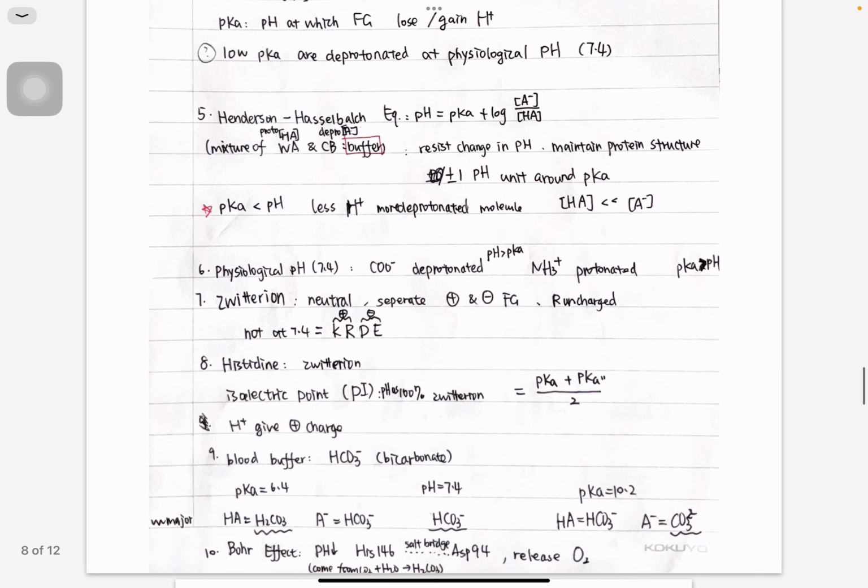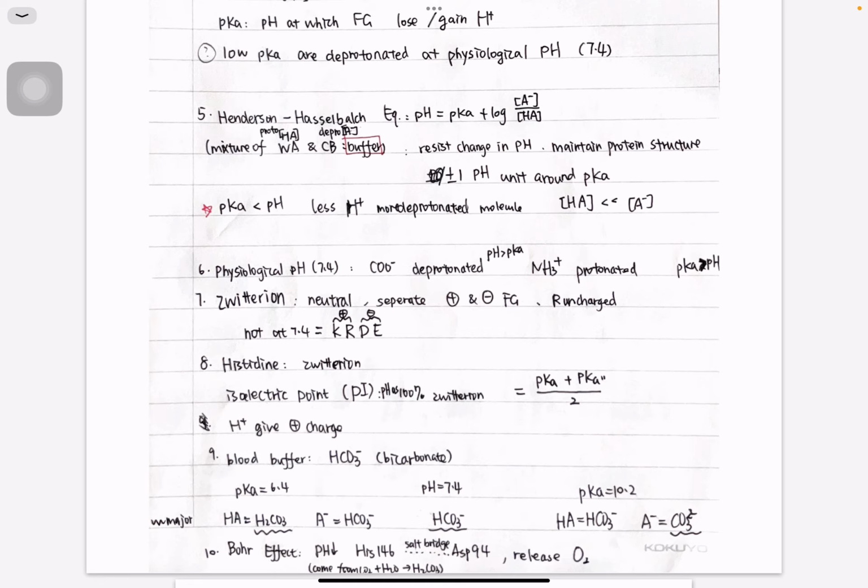And there's a very important equation of that. There's the Henderson-Hasselbalch equation, and it can tell you the mixture of the weak acid and its conjugate base. And this is the buffer. And the buffer can resist the change in the pH and maintain the protein structure when you put the protein in like the buffer. The buffer solution can react with the acid and not change the structure of the protein.